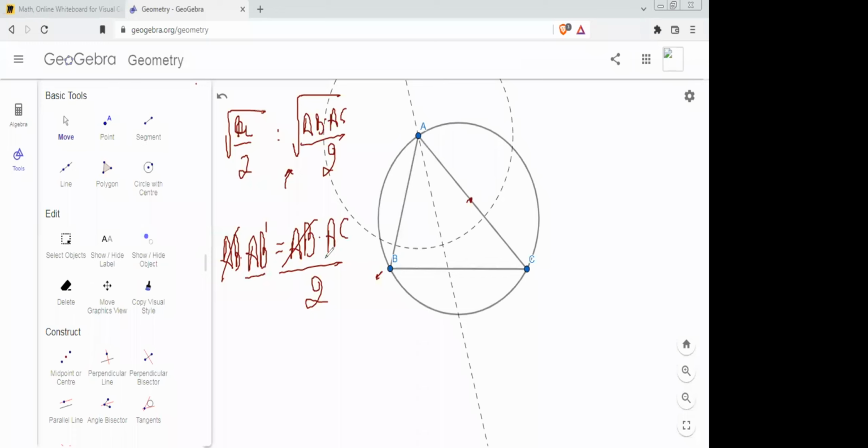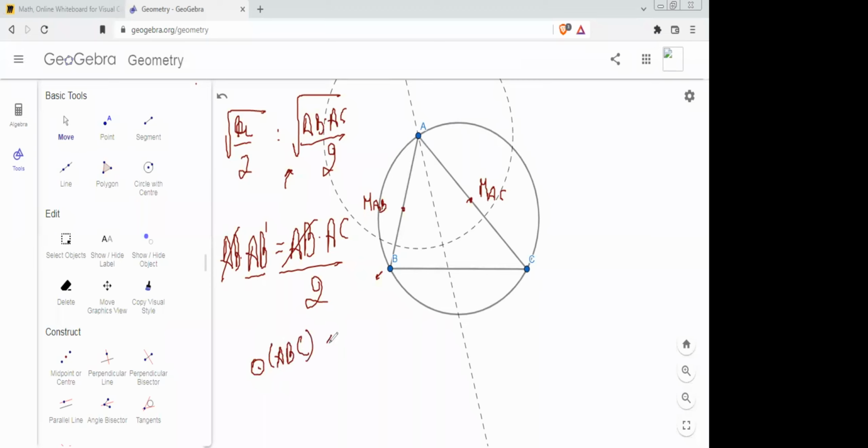The same goes with C. Because AB dash is equal to AC by 2 and B dash is the point lying on AC, so it should be the midpoint of AC. So B goes to the midpoint of AC, C goes to the midpoint of AB.